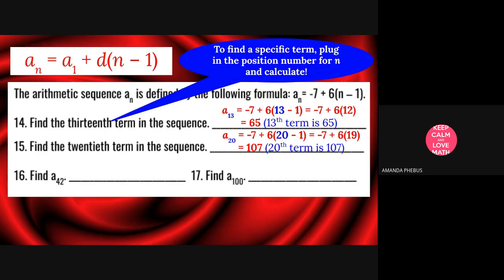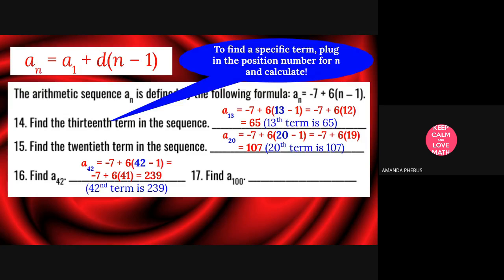For 16, we're plugging in 42 for n. So we'd do 42 minus 1 is 41. 41 times 6 plus a -7 is 239. And I just typed these into my own calculator. So you are more than welcome to plug them into the calculator and get an answer. Just if you don't have one of the graphing calculators where you can type everything in all at once, you'll need to make sure you follow the order of operations.